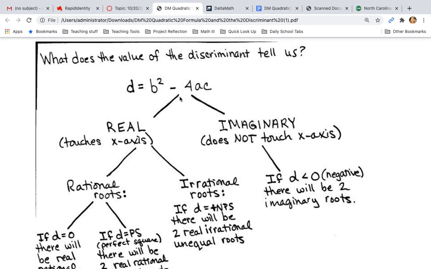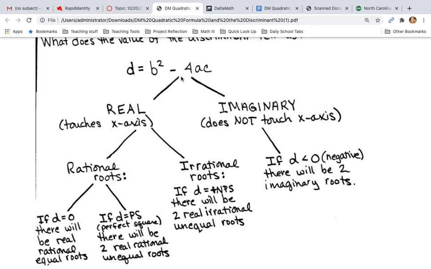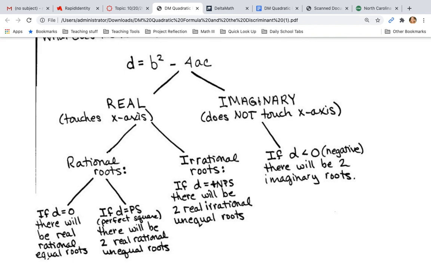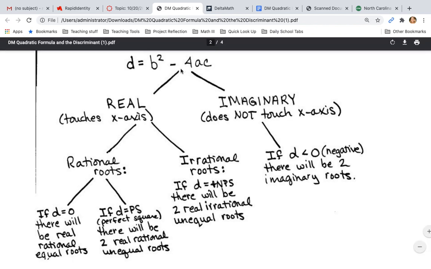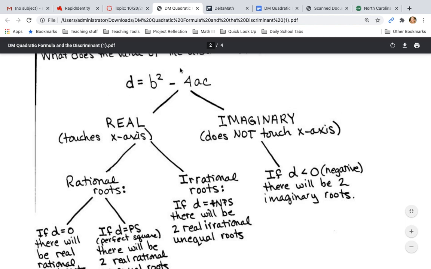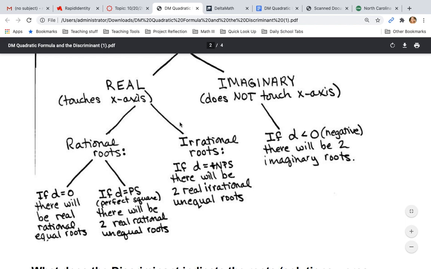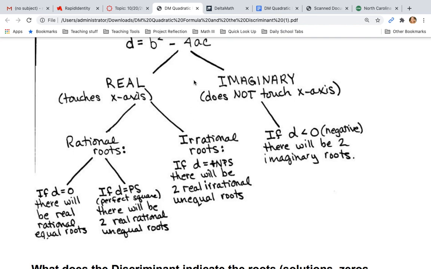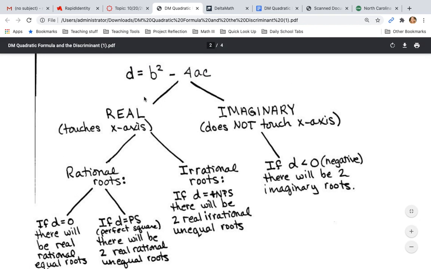Well, the discriminant is going to tell us one of two things. It's going to tell us, are our solutions real, meaning our parabola touches the x-axis, or are our solutions imaginary, meaning our graph will not cross the x-axis, won't touch it or cross it. So how do I know? It really has to do with the value of our discriminant, okay? So again, it's possible to get real and imaginary solutions.